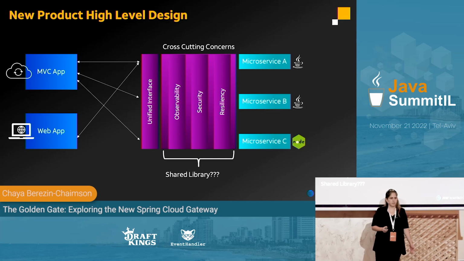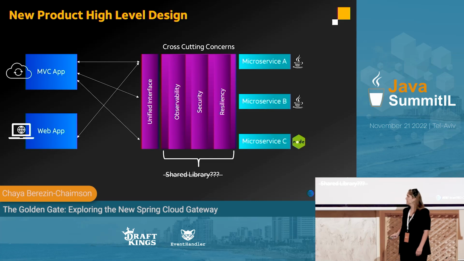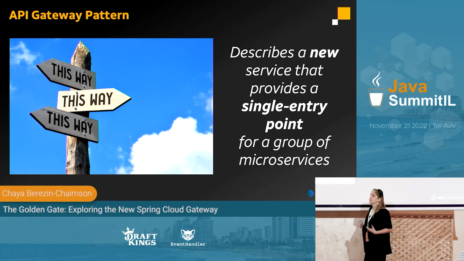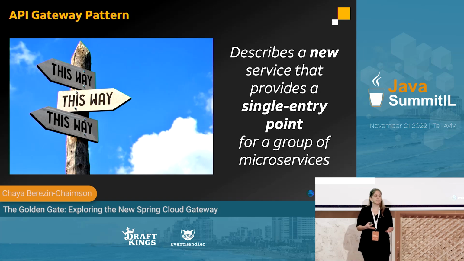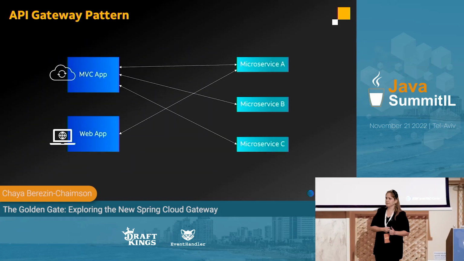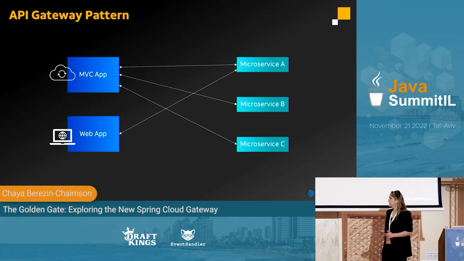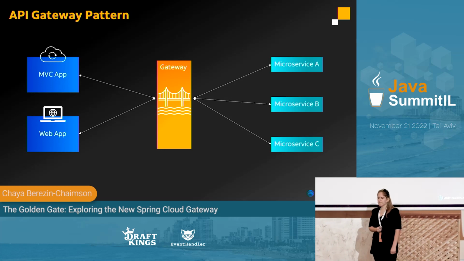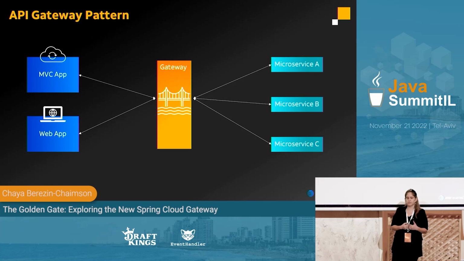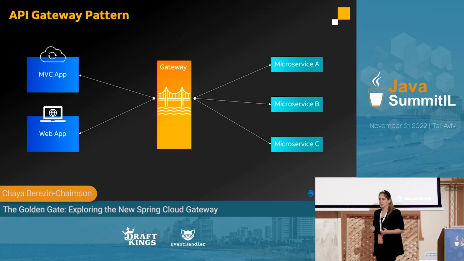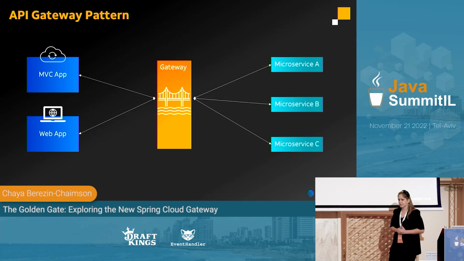Okay, good. So in short, API gateway is a pattern in distributed system design. And this pattern describes a new service to the system that provides a single entry point for a certain group of microservices. So if we go to our initial design, which looks like this, if we implement the API gateway pattern here, it will look like this. Here's an additional component in the middle called the gateway. And this component receives all the requests from the client applications and is responsible for sorting and routing the requests to the appropriate internal microservices.